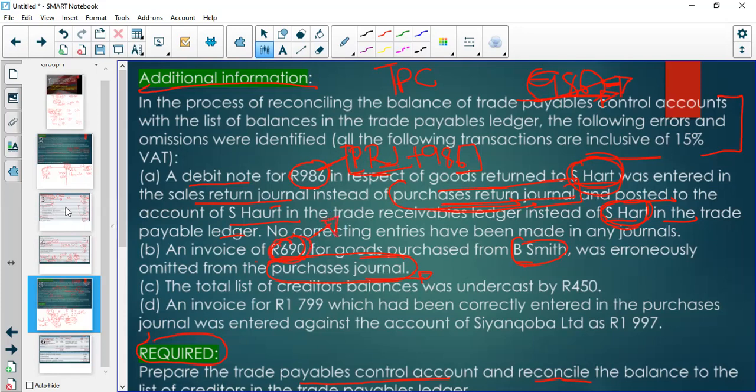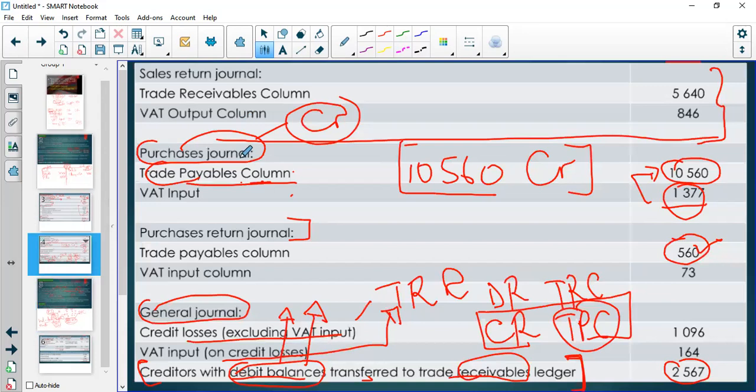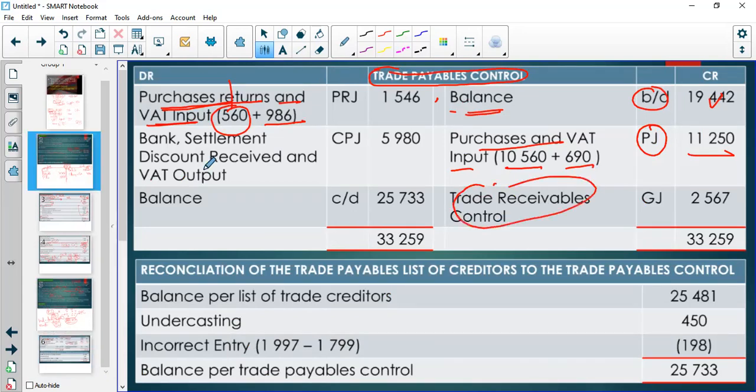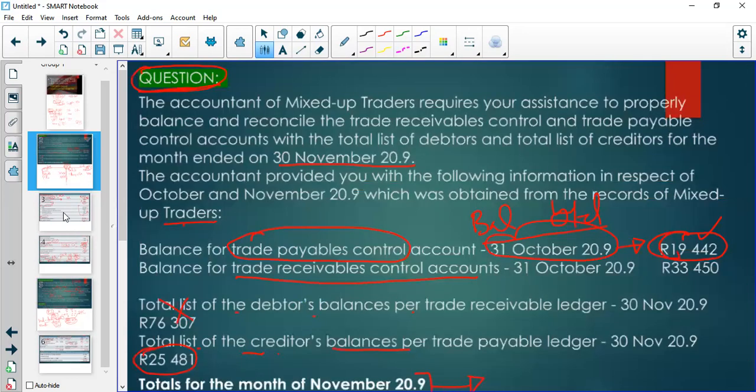So if I come to my purchases journal, it's here. I have to add that figure of 690. So it's 10,560 plus 690, which was omitted. My purchases and VAT input is 10,560 plus 690, and the correct journal is the purchases journal. And remember that we also had those trade receivables. If I can take you back, where are they?